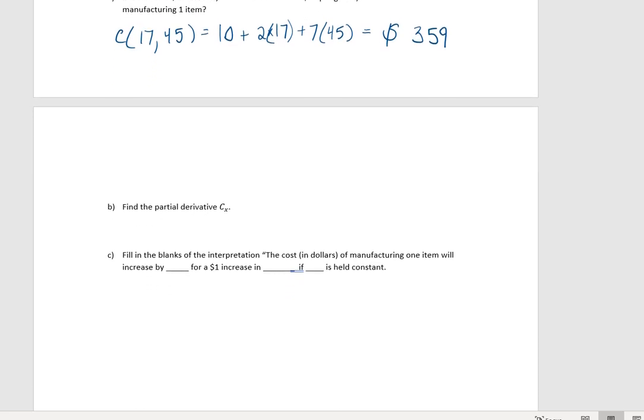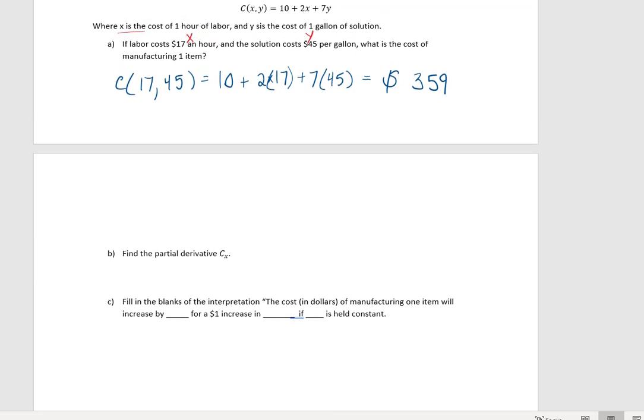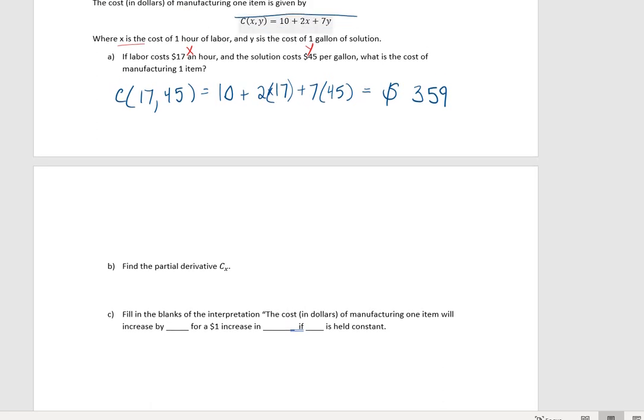Now what we want to do is find the partial derivative c sub x. So we want to take the derivative of this with respect to x. So the derivative of 10 is 0. The derivative of 2x with respect to x is 2. And the derivative of 7y, remember, we're keeping y constant, so that's going to be 0. So that's going to be 2.